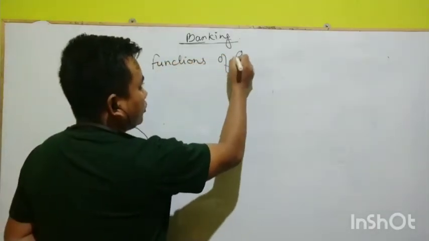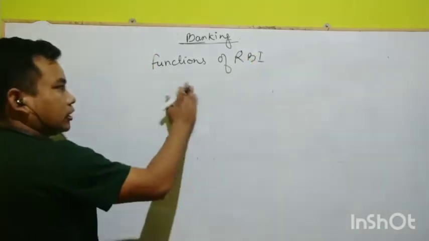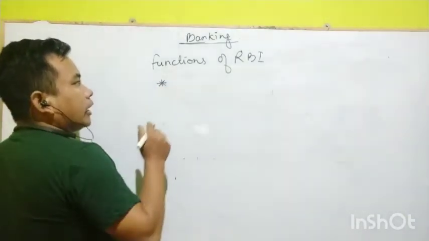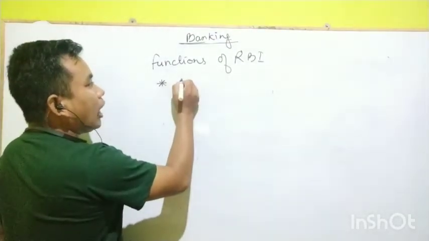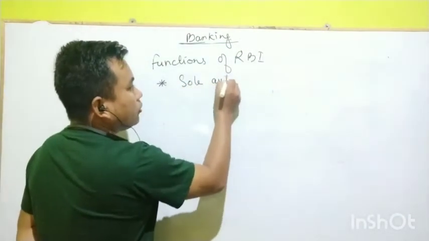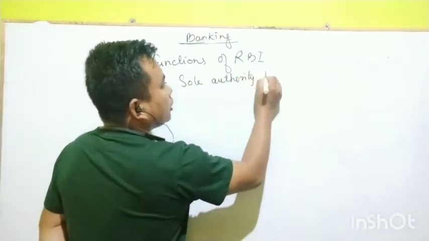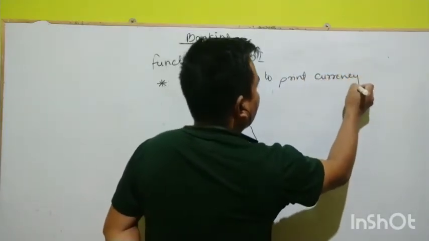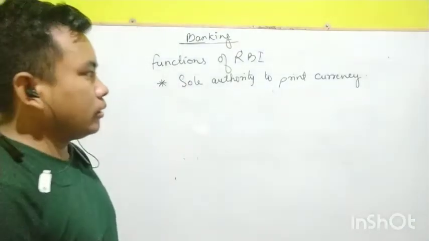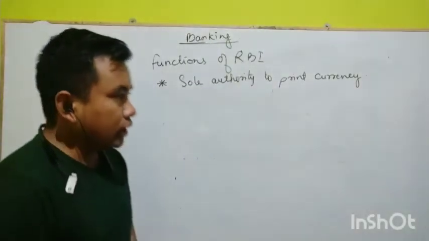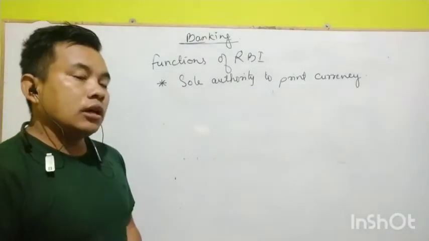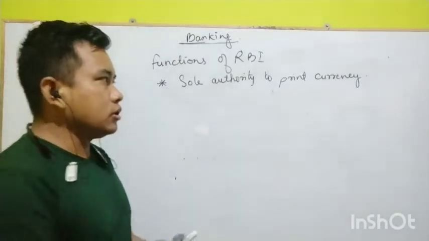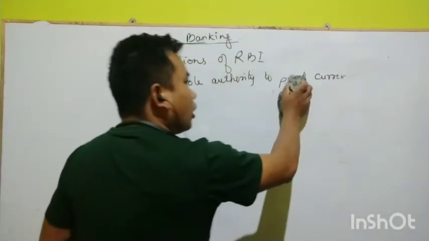Obviously some of this has already come up, as this is a kind of revision. The first and most important function of RBI is that it is the sole authority to print currency. Sole means only. In examinations you people used to write that RBI is the only organization that prints money. Don't use that word money.